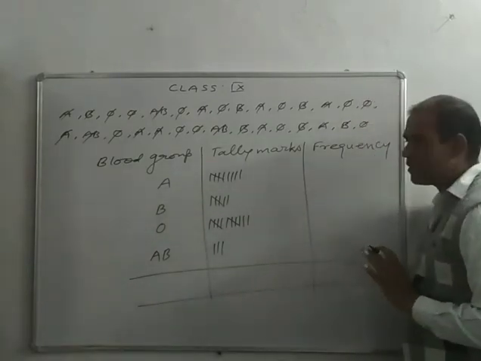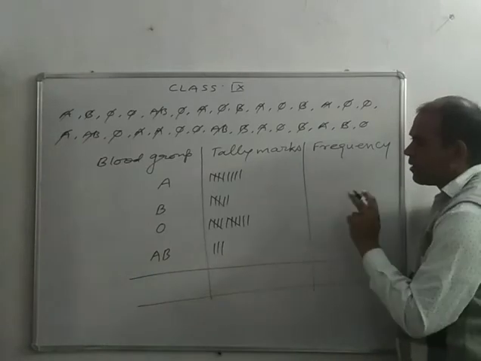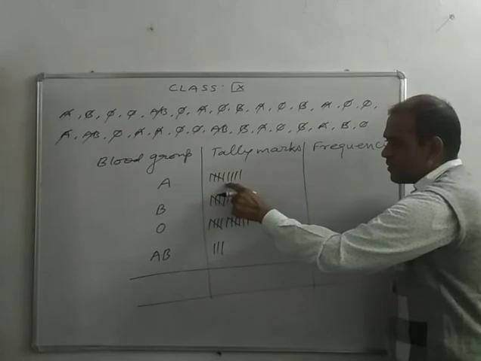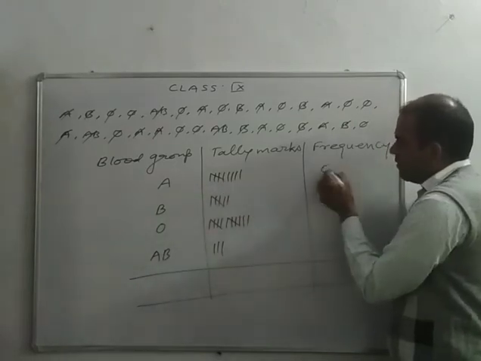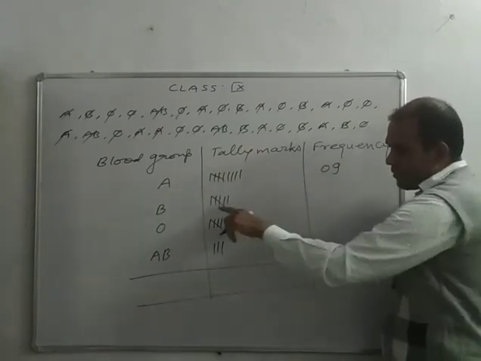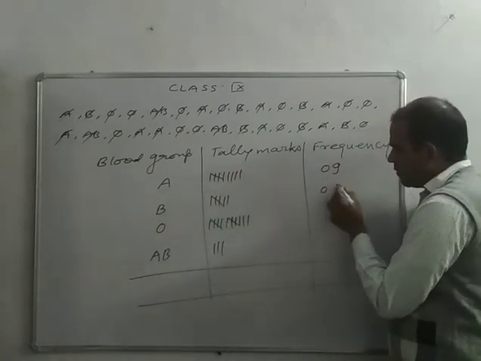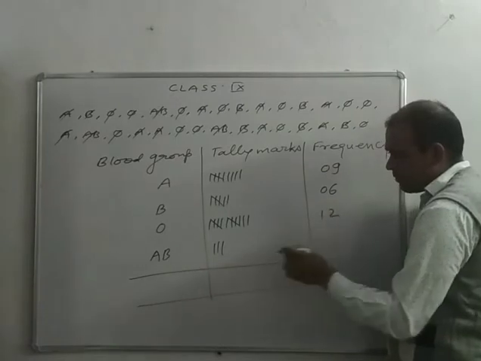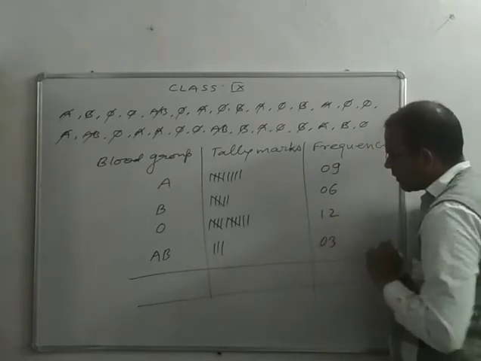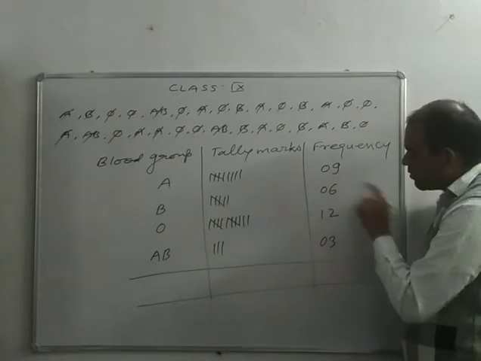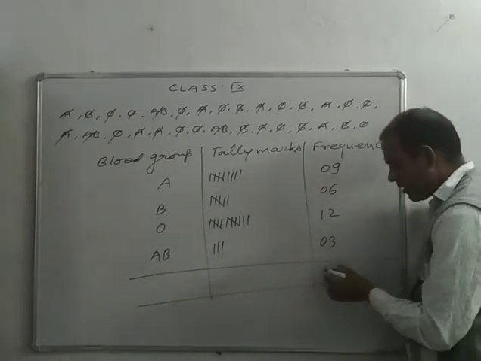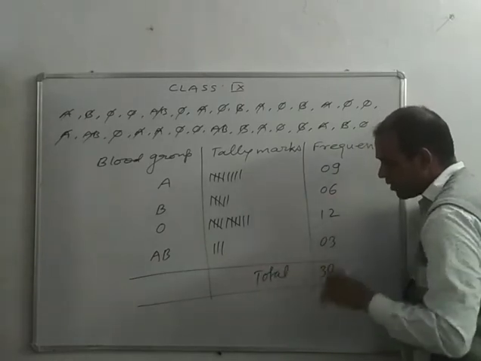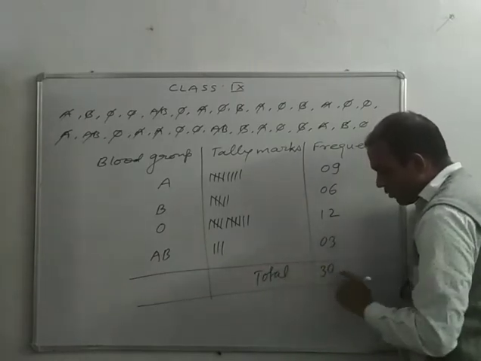That is the tally marks, and after the tally marks we count the frequency. देयर आर 5 6 7 8 9, तो इसकी फ्रीक्वेंसी होगी 9। यहाँ पर 5 और 1 6, ये 5 और 5 10 और 2 12, और ये अपना 3, और इसको काउंट कर लो, 9 और 6 15 और 12 और 3 15, देयर आर 30, and that is the total. The total blood group is 30.